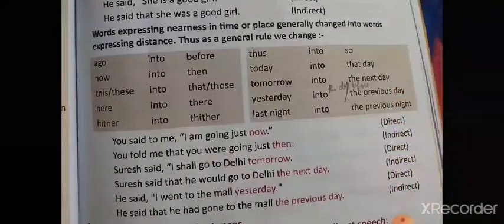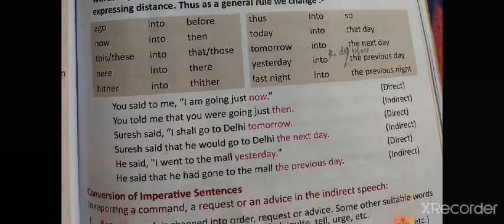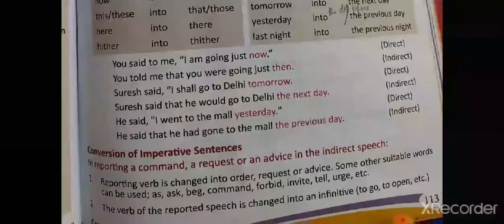Words expressing nearness in the time or place generally change into words expressing distance. Like ago becomes before, now becomes then, this or these becomes that or those, here becomes there, hither becomes thither, thus becomes so, today becomes that day, tomorrow the next day, yesterday the previous day, last night into the previous night. And these are the examples that you can read here. Now has been changed into then, tomorrow has been changed into the next day, yesterday has been changed into the previous day.